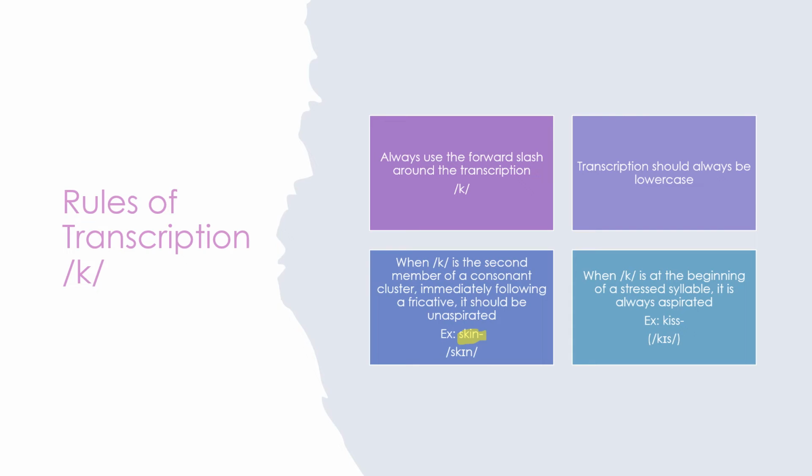So that's just kind of what this is describing, that your K here is unaspirated because it is not the stressed syllable. Now this goes on to my next point here: when K is at the beginning of a stressed syllable, it is always aspirated. So in this case we have kiss. Now when I pronounce kiss, you can clearly hear me saying the K sound. So in this case, the K is going to be aspirated because it is at the beginning of the stressed syllable. Okay.